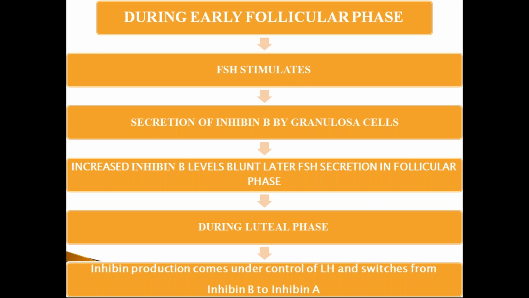These growing follicles usually secrete inhibin B from granulosa cells, and estrogen as well. This inhibin B again has a negative feedback on FSH, and FSH levels decrease. Increased inhibin B levels blunt later FSH secretion in the follicular phase, after which ovulation happens. For this ovulation, there should be an increased level of estrogen, which has a positive feedback on LH, causing the LH surge followed by ovulation.